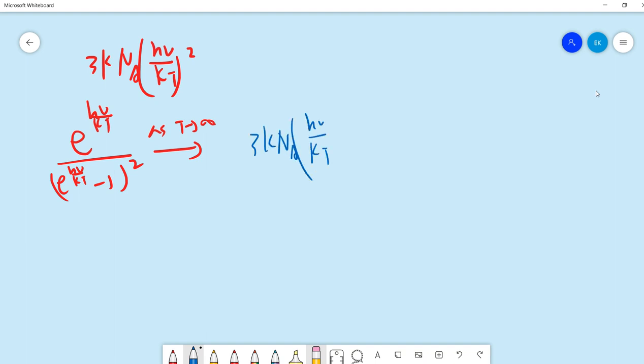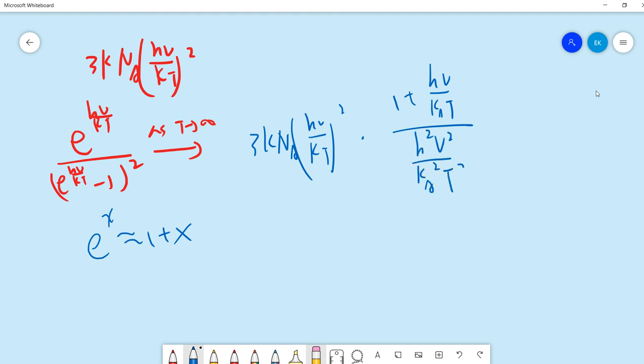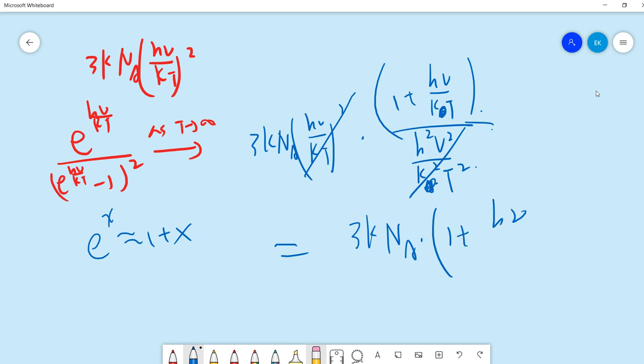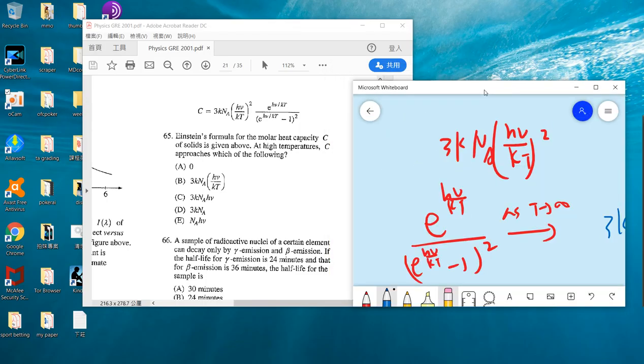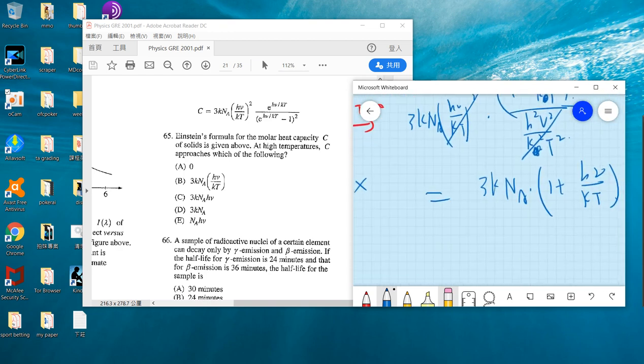So this term I preserve, and this one 60. So I use this, right? This is 1 plus x, so I get 1 plus this, and this is also 1 plus this. So what we got is h nu squared over k squared T squared. Okay, so we can compute it. So 3kNa times this. This is the first order.